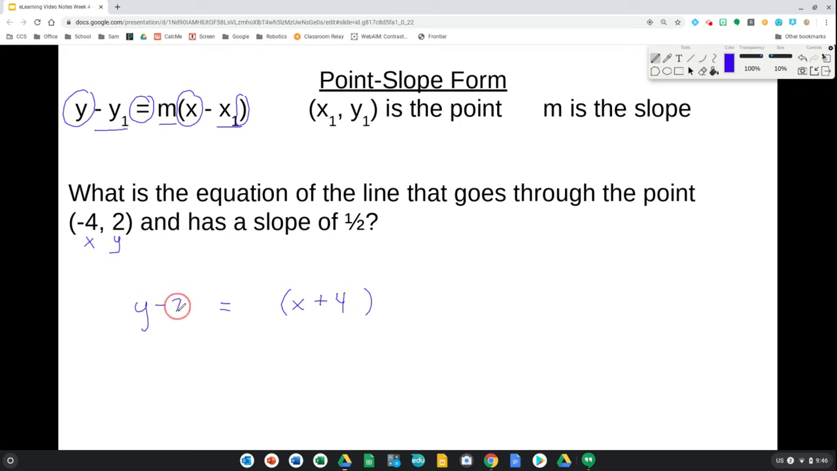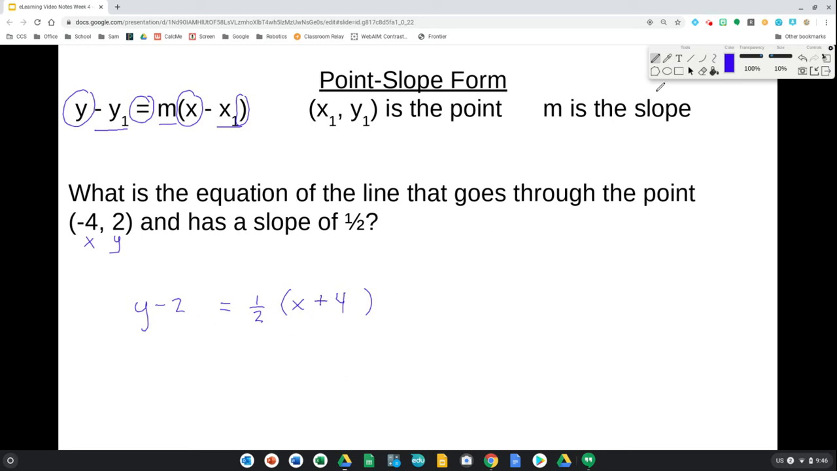You write down minus 2 because it says minus y1. The m, that's the slope, that's what goes in front of the parentheses. You don't change the sign on that because there's no minus sign in front of this m, so you just put a 1/2 right here. And so that's our equation in point-slope form. So that's the other thing we've worked on here the last week or so.